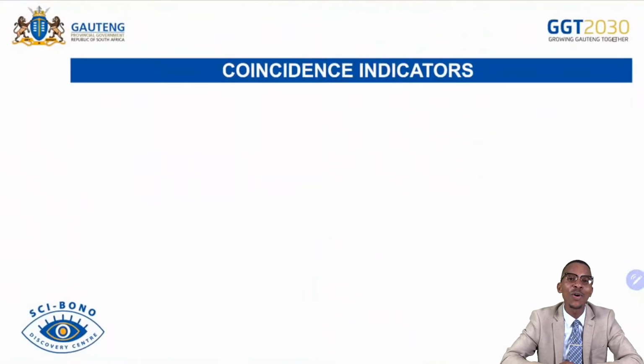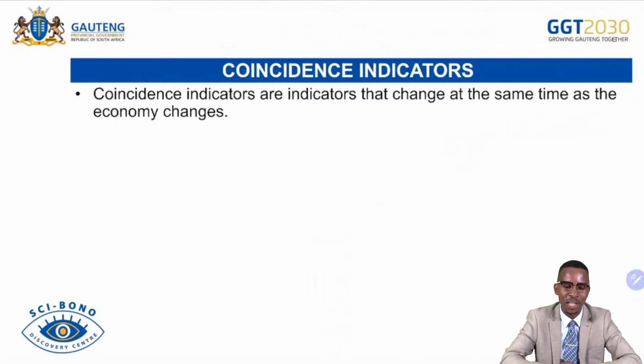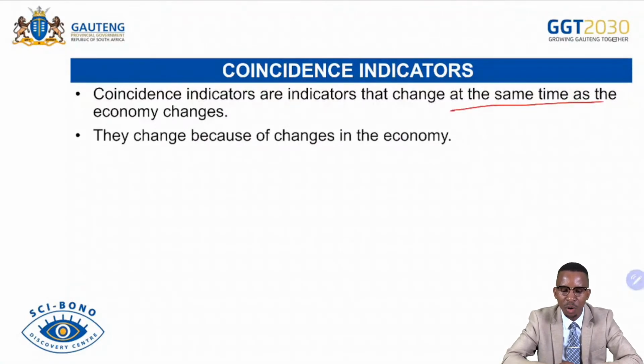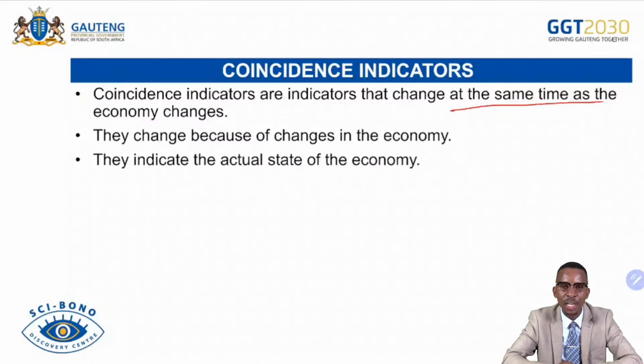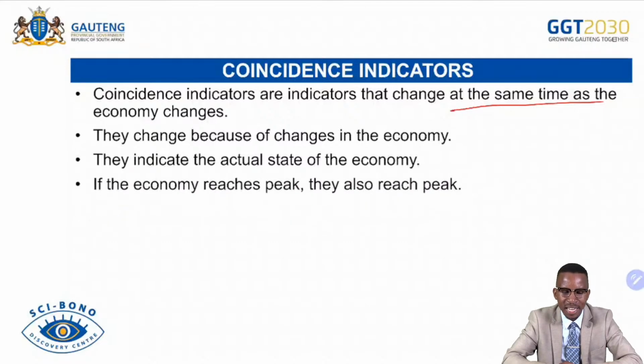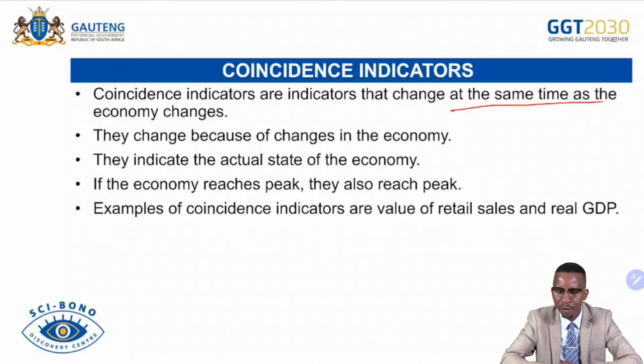Then let's talk about the coincident indicators. These are the indicators that change at the same time as the economy changes. So they confirm what is currently happening in the economy. They change because of changes in the economy, so they change simultaneously. They indicate the actual state of the economy. If the economy reaches a peak, they also reach a peak at the same time. If it reaches a trough, they also reach a trough at the same time. Examples of coincident indicators are the value of retail sales and real GDP.